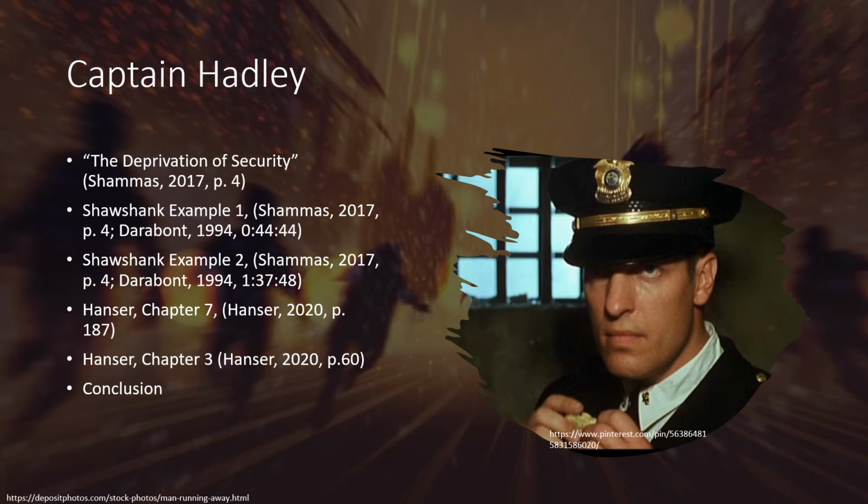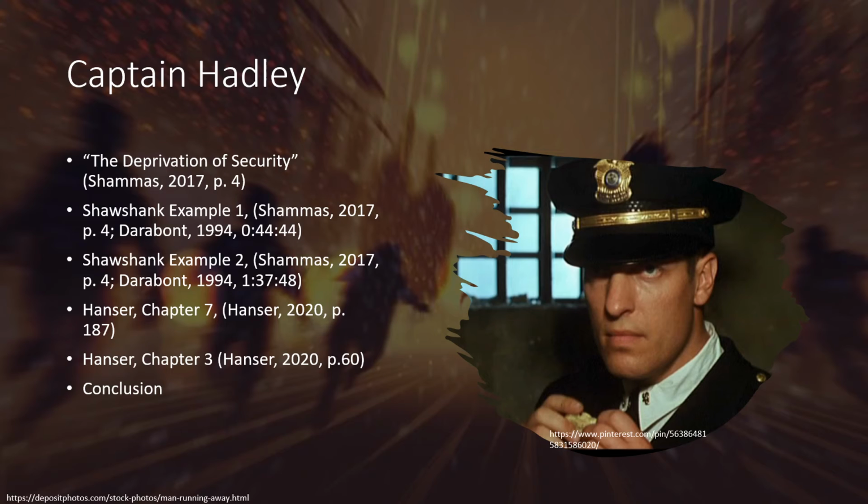The second Shawshank example comes from Darabont, 1994, 1 hour, 37 minutes, 48 seconds. This essentially shows Hadley shooting and killing Tommy Williams, thus depriving him of his life and his security, and thus committing a crime against him.